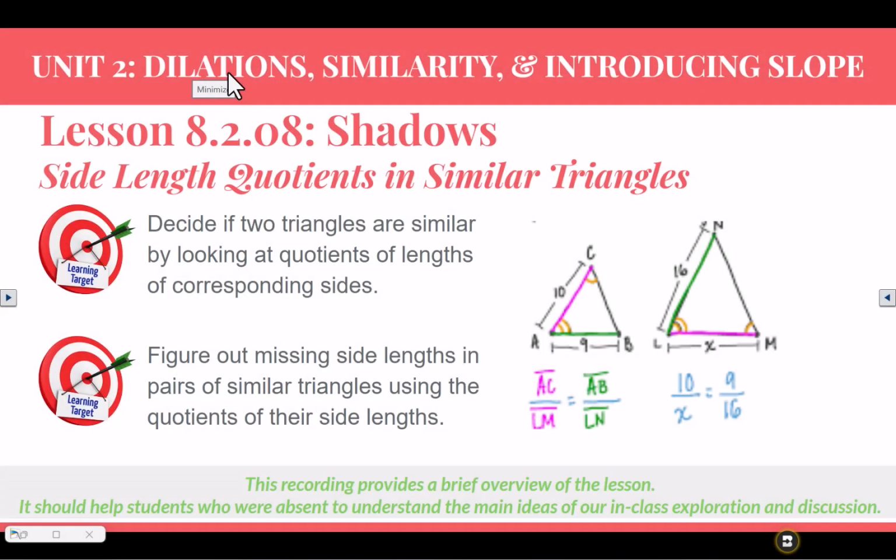Lesson 828, Shadows. Side length quotients in similar triangles. In this lesson, you'll decide if two triangles are similar by looking at quotients of lengths of corresponding sides. And we'll also figure out missing side lengths in pairs of similar triangles using the quotients of their side lengths.